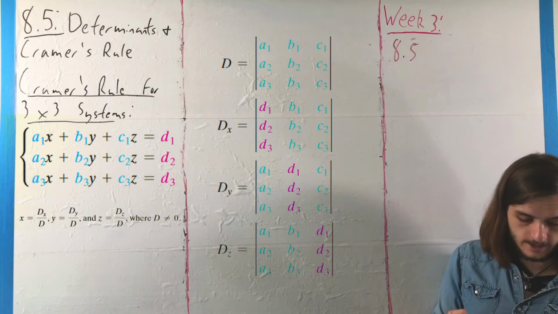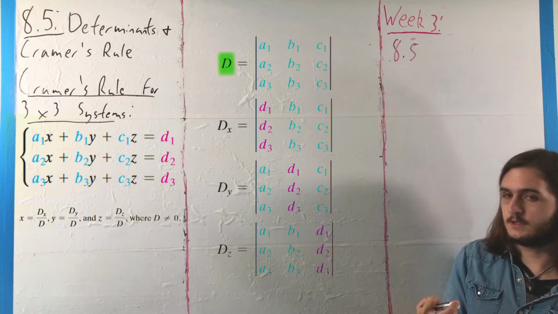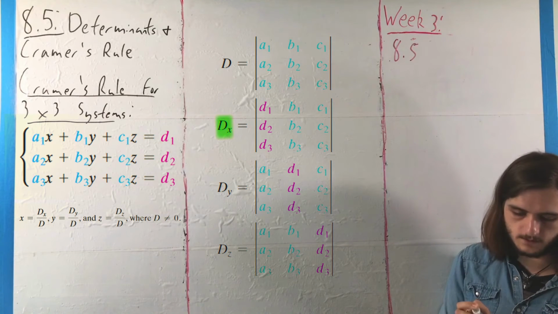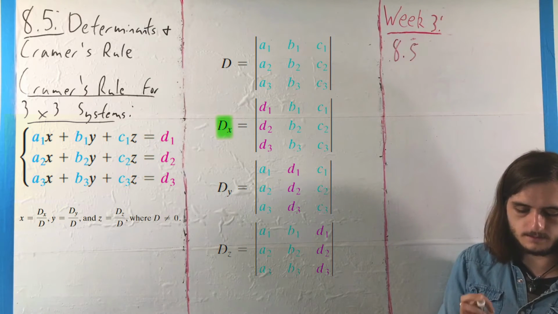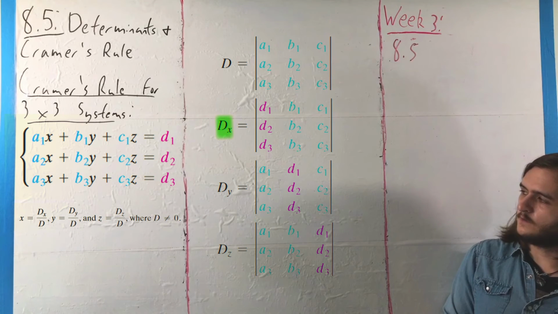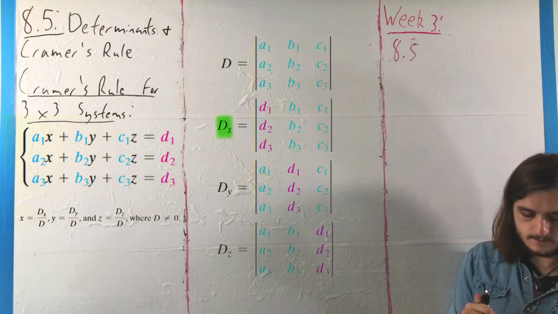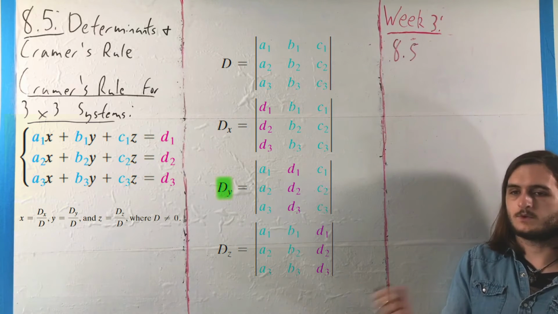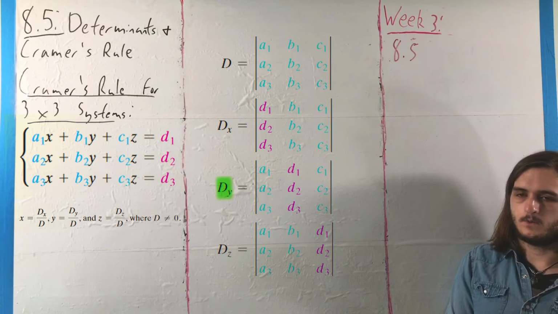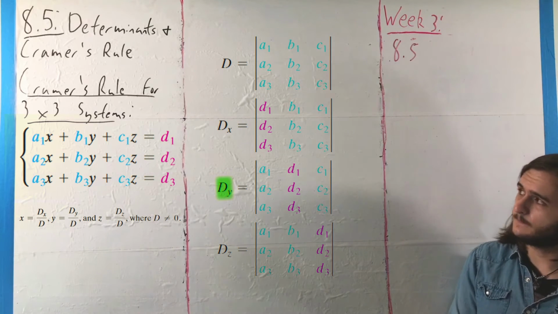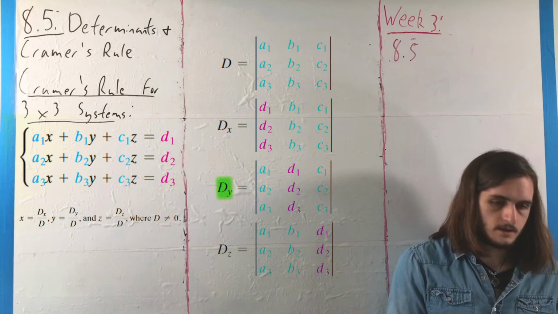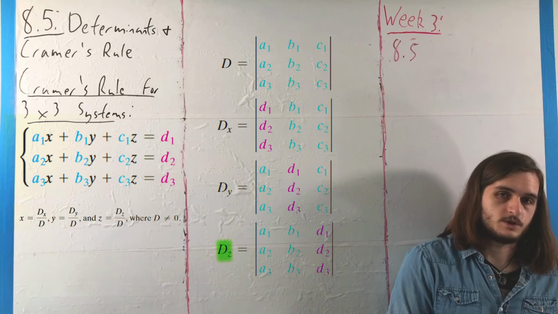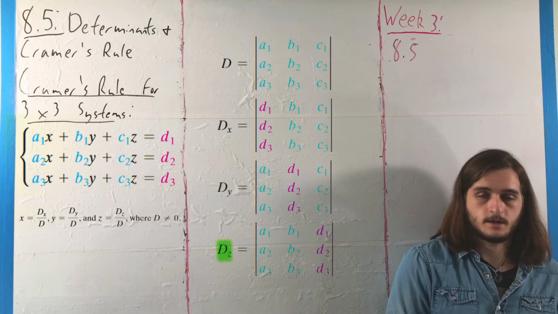for a little while. We have that D is the matrix of system coefficients. dx has the constants in its left column, and then columns 2 and 3 correspond to the coefficients for the y's and z's. dy has the coefficients for x and z in columns 1 and 3, with the constants in column 2, and dz has columns 1 and 2 for the coefficients of x and y, and then the constants in column 3.